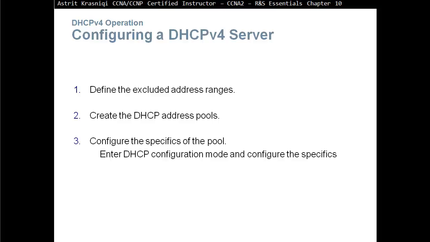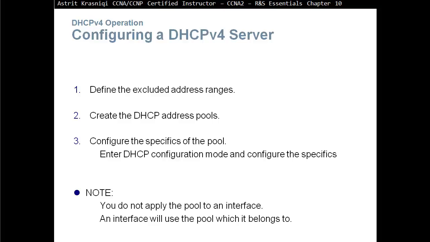And third, you configure the specifics of the pool. So enter the DHCP configuration mode and configure the specifics like the network and the default gateway, the DNS, and so on. We'll see it very, very soon. You do not have to apply the pool to an interface. An interface will use the pool which it belongs to.